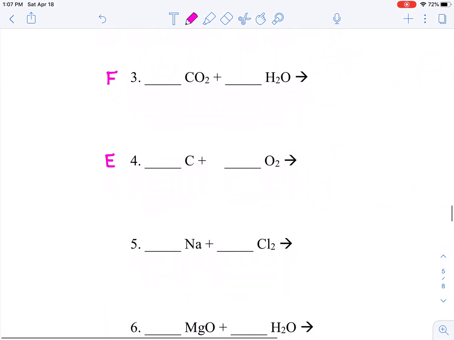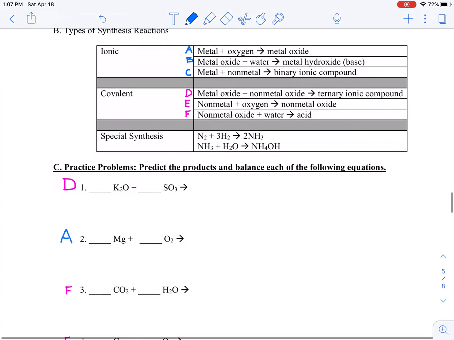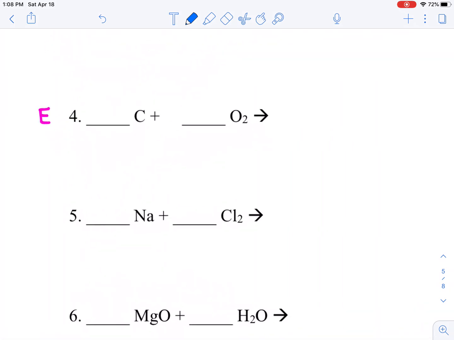Number 5, sodium plus chlorine. Sodium plus chlorine is just a metal plus a nonmetal, so we've put that as letter C at the top.